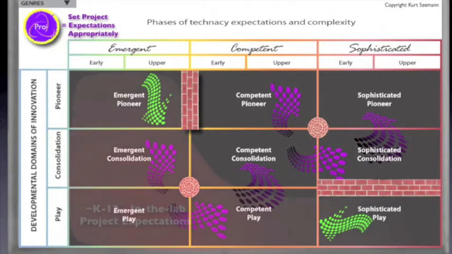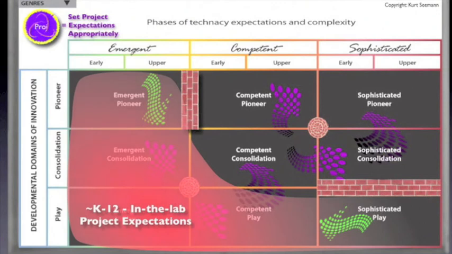Now, school systems, those projects which are ranging from kindergarten through to 12 years of schooling, typically happen in a lab environment where there is somebody with capability overseeing the safety and ideas of learning progression. These are environments where we simulate and environments where we model. And so we set school-based project expectations in this area of the chart. Notice how this area of the chart crosses over partly into the competent consolidation phase.